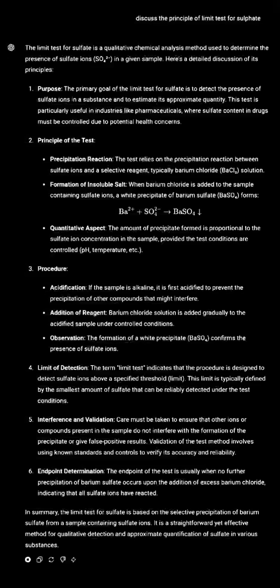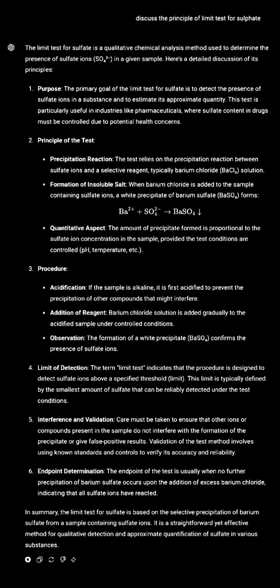2. Principle of the test. Precipitation reaction. The test relies on the precipitation reaction between sulfate ions and a selective reagent, typically barium chloride, BaCl2 solution. Formation of insoluble salt. When barium chloride is added to the sample containing sulfate ions, a white precipitate of barium sulfate, BaSO4, forms. Ba²⁺ + SO4²⁻ → BaSO4↓. Quantitative aspect. The amount of precipitate formed is proportional to the sulfate ion concentration in the sample, provided the test conditions are controlled, pH, temperature, etc.